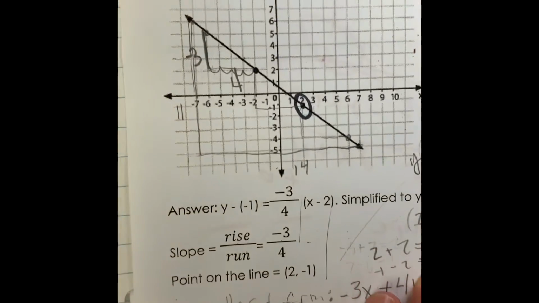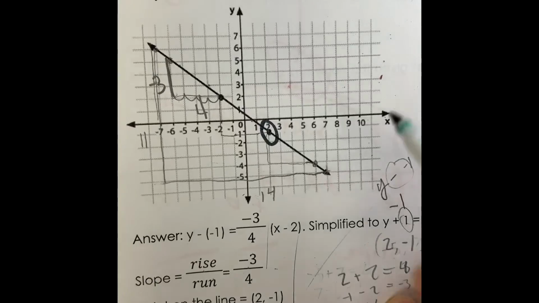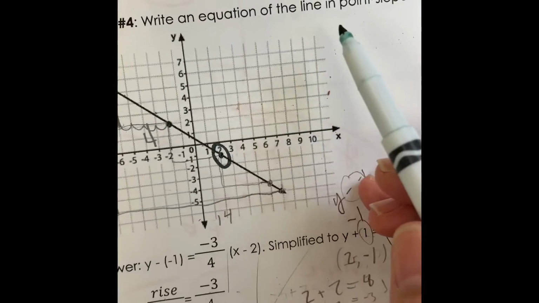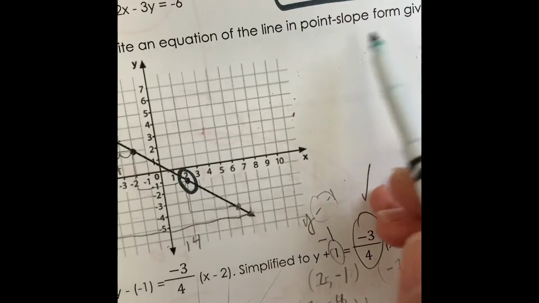Okay, so example 4: write the equation of the line in point slope form.